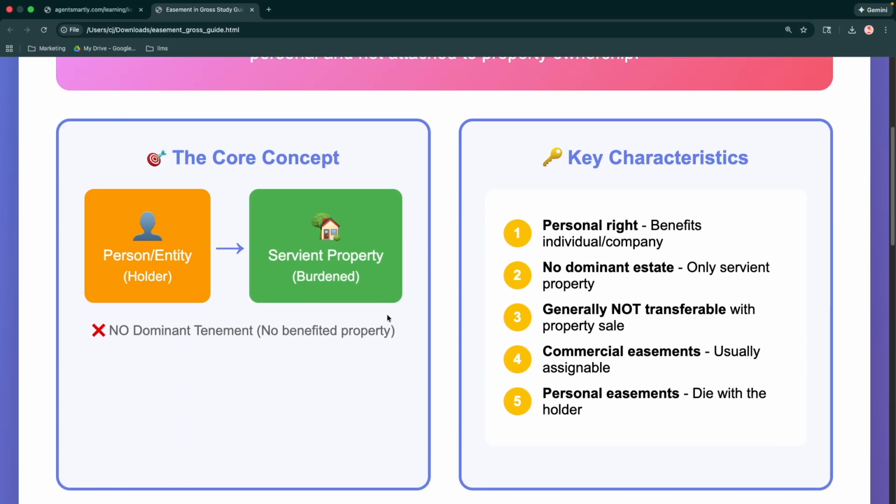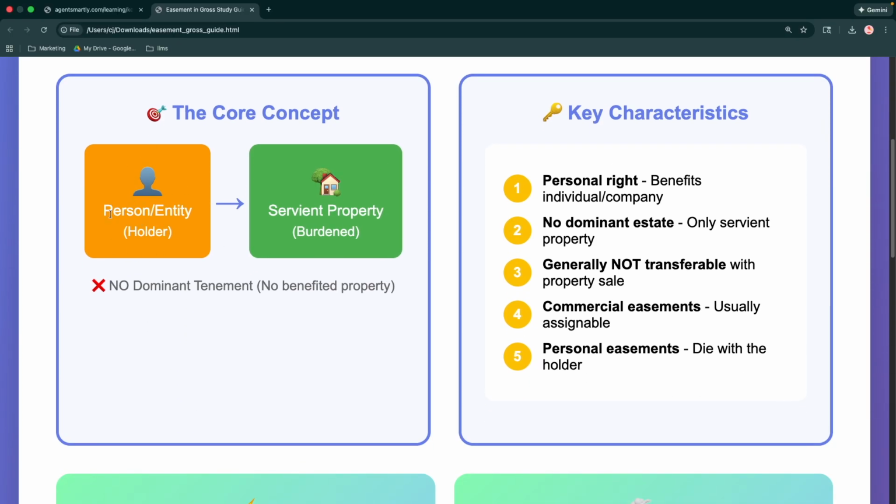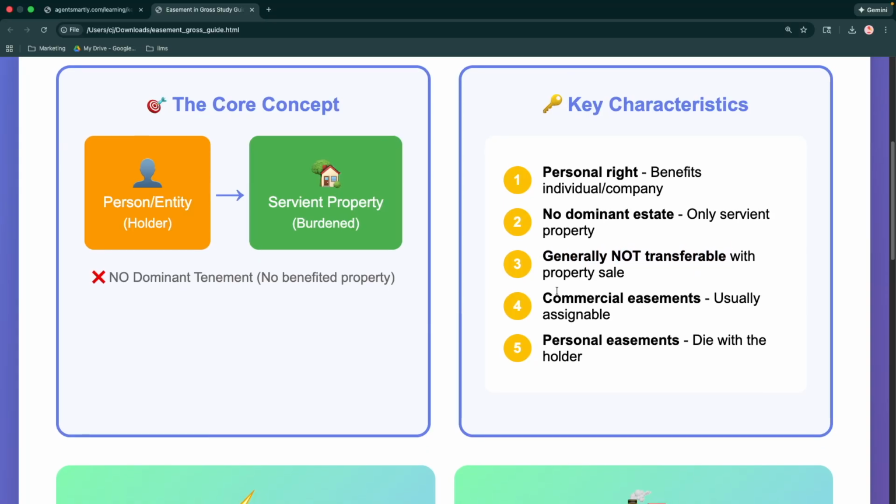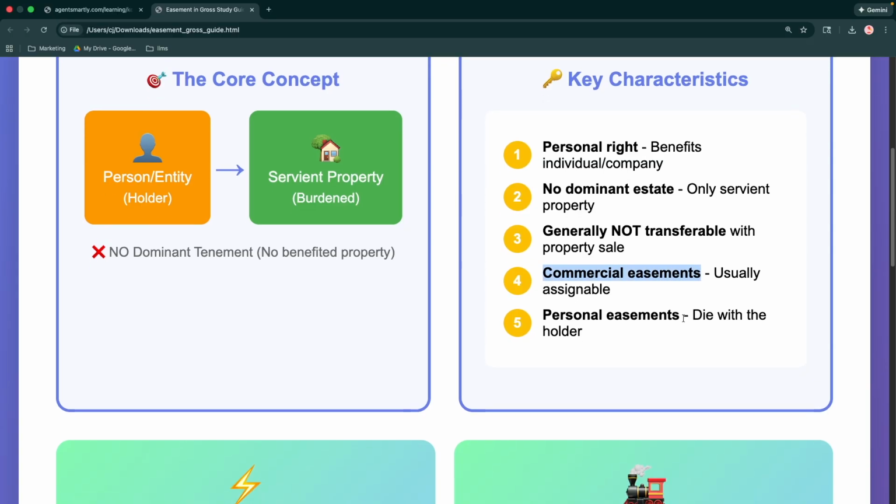So let's do a quick comparison here. The visual elements: an entity, a person right here, and this is a servient property, burdened, and no dominant. For the key characteristics, personal rights, once again, tied to the person, the individual. So no dominant estate. The only benefit is to the person, not other land. Generally not transferable, and commercial easements are usually assignable. And once again, personal easements.